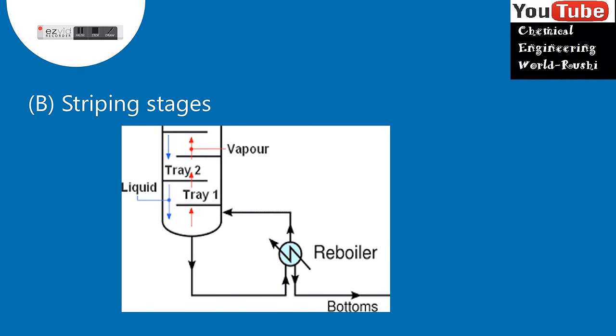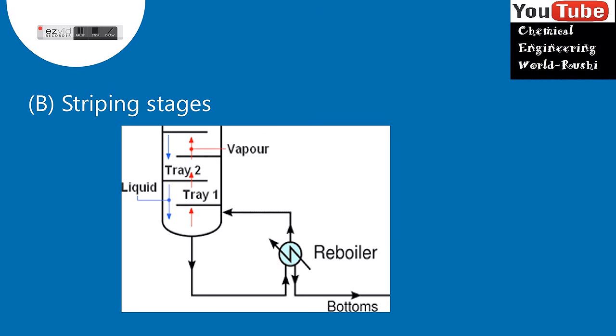B. Stripping stages. The process below the feed tray is known as stripping, as the heavier components are being stripped off and concentrated in the liquid phase to form the bottom product. At the top of the column, vapor enters the condenser where heat is removed. Some liquid is returned to the column as reflux to limit the loss of heavy components overhead.